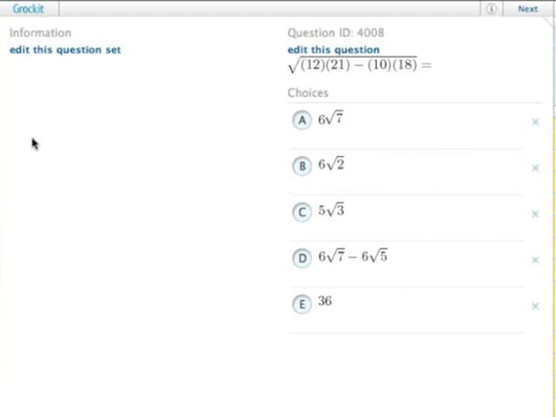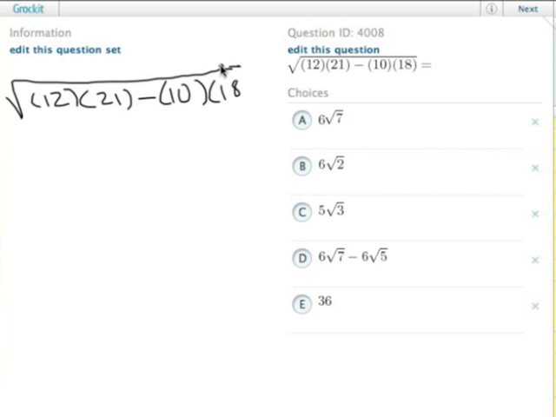So with frustrating square root expressions, one of the things that's often in your best interest is to look for common factors between the two things, which often involves breaking it down into simpler factors and then expanding it up again. I'll show you what I mean. So we have this long thing of 12 times 21 minus 10 times 18.